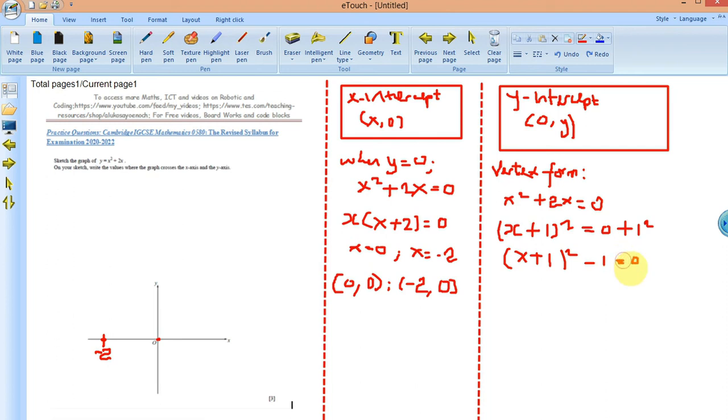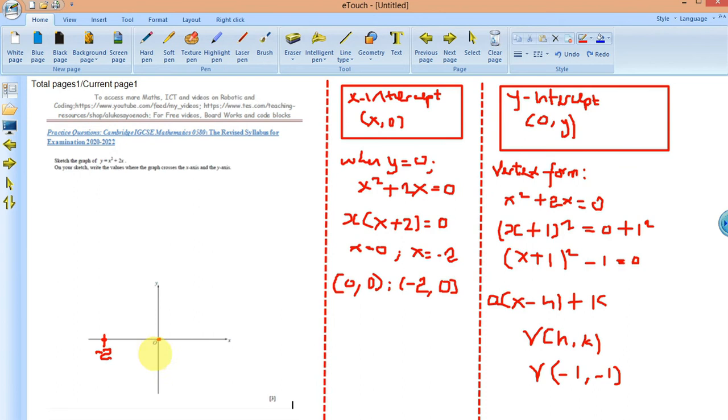If you want to express a quadratic equation in vertex form or standard form, this is it. Then you go ahead and compare with the general standard form, which is a times (x minus h) squared plus k, where our vertex is (h, k). So from here, what is the vertex? That is the coordinate of the turning point. Comparing, h is minus 1, and k is minus 1. So the minimum point is at x equals minus 1, and the minimum value is minus 1.